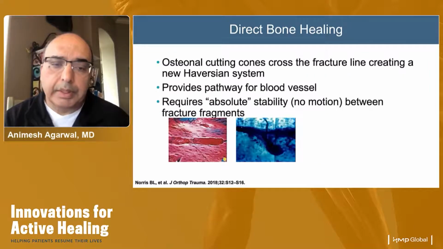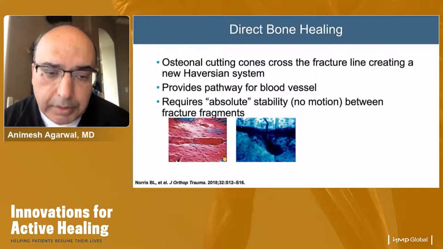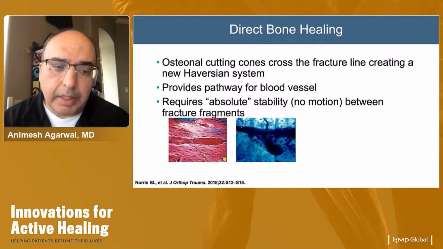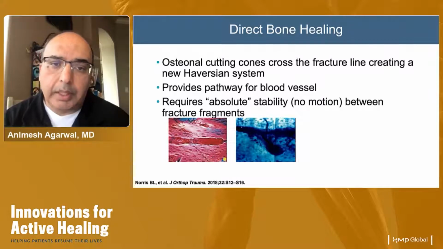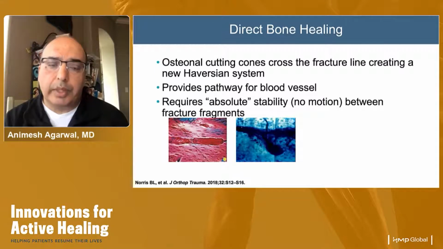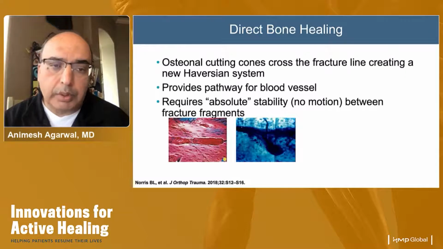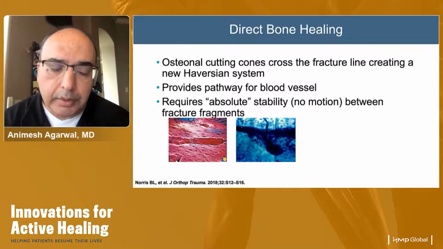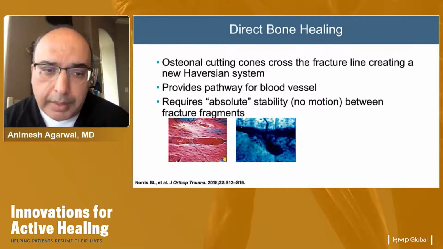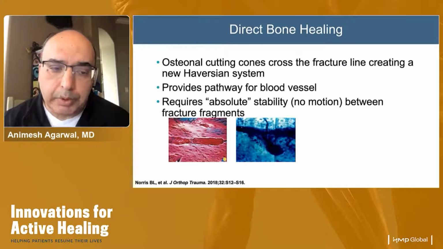This can be seen in the histology schematics here below. You can see that cutting cone going across the fracture site and then bone healing occurring. The cutting cones cross the fracture line, creating a new reversion system, which allows for blood vessels to infiltrate the area and help improve the bone healing. And again, this requires absolute stability or no motion between the fracture fragments.